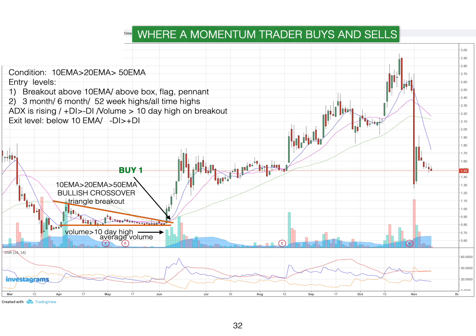In terms of the ADX, it should be rising. The positive DI should be higher than the negative DI. The exit level is when price breaks below the 10 EMA and when the negative DI is higher than the positive DI.